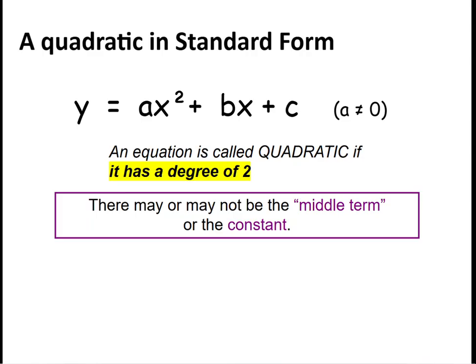Any equation with a degree of 2 is called a quadratic. Sometimes there might not be that middle term or the constant. It could just be as simple as the equation y equals x squared.